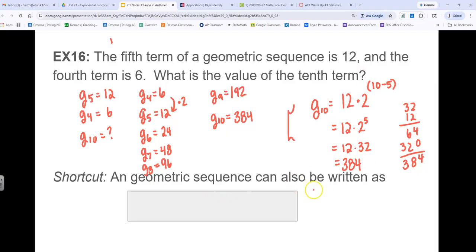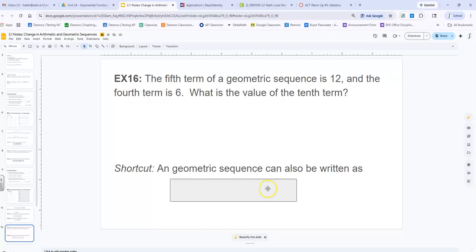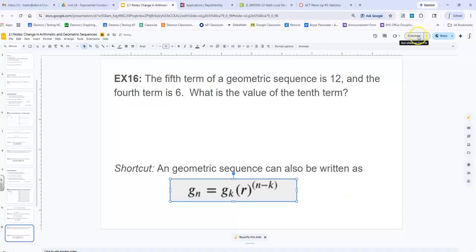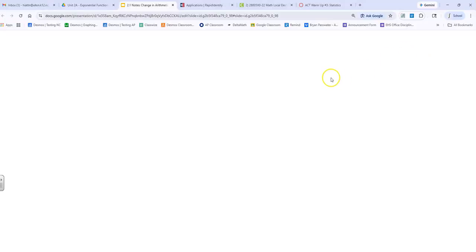So, let's see here. Send that back. Let me do that.